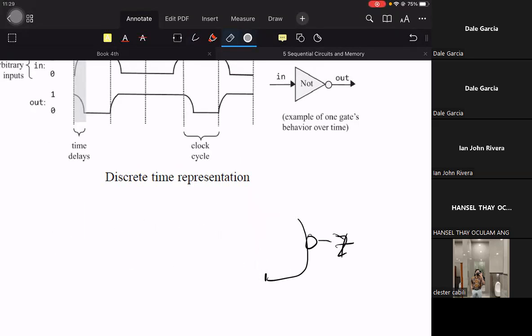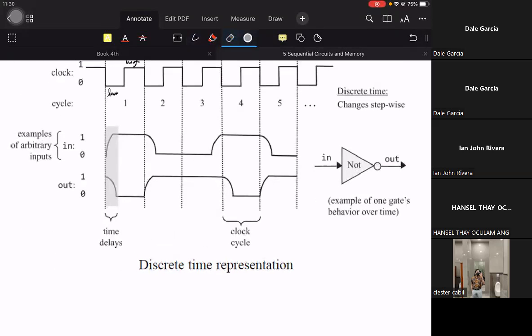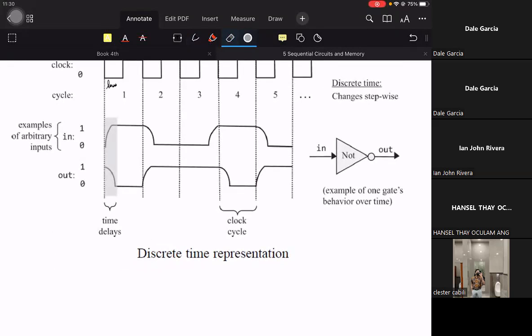So again, for combinational logic circuits, it doesn't matter. But for sequential logic circuits, for memory circuits, delay matters. So how will we solve that problem? How will we mitigate that one?